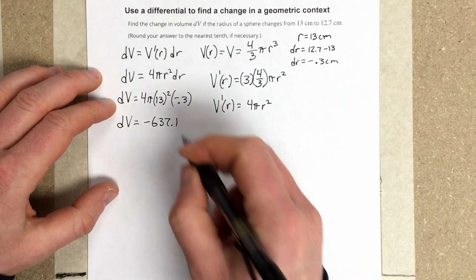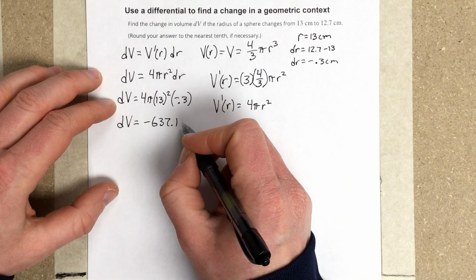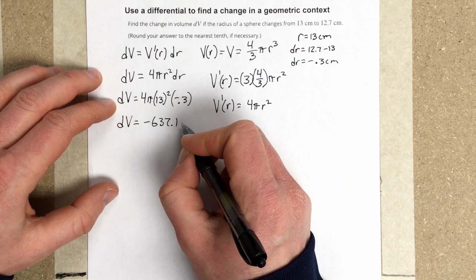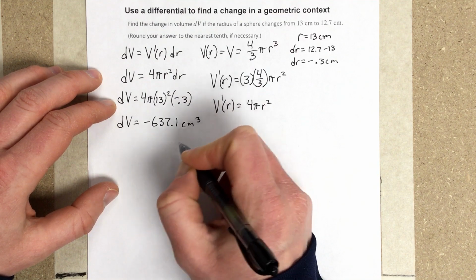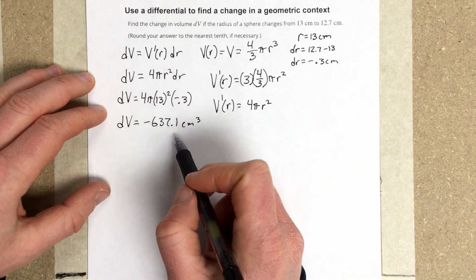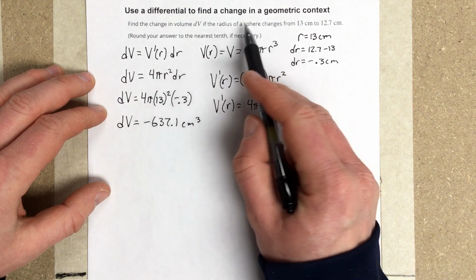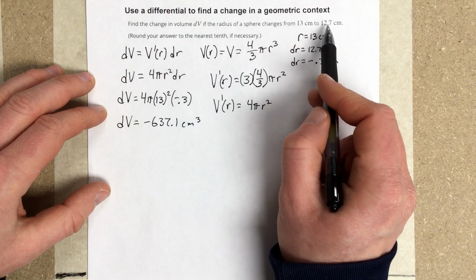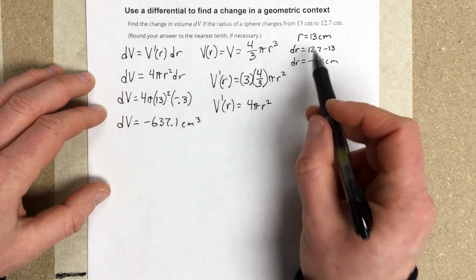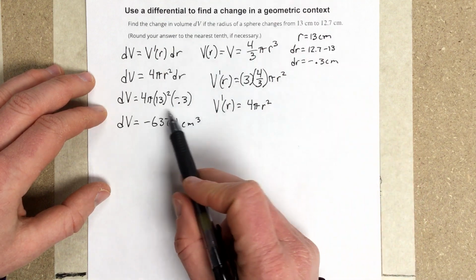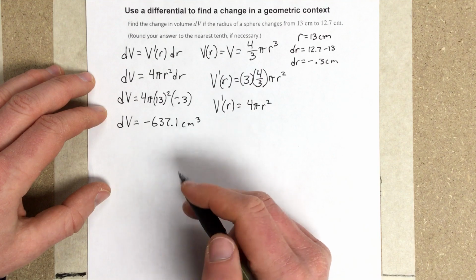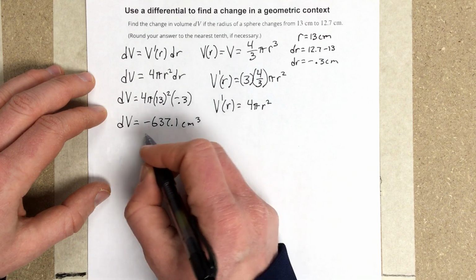And this is a volume, so this is negative 637.1 centimeters cubed. That's the change in volume if the radius of the sphere changes by 0.3 centimeters. So we change the radius by 0.3 centimeters, it decreases the volume by 637.1 centimeters cubed.